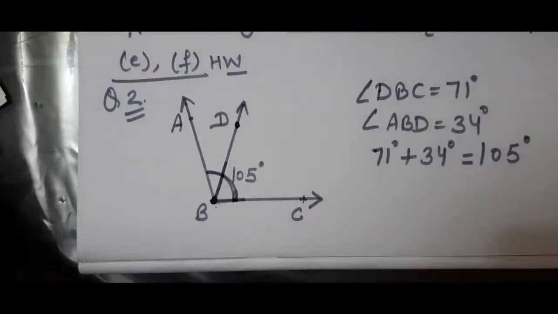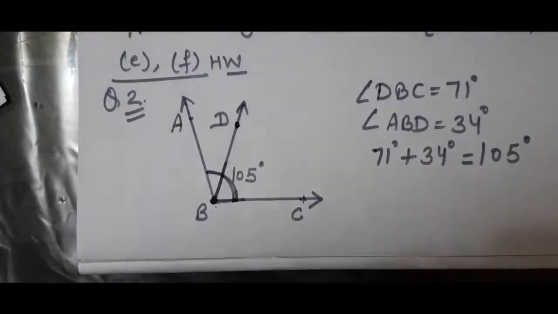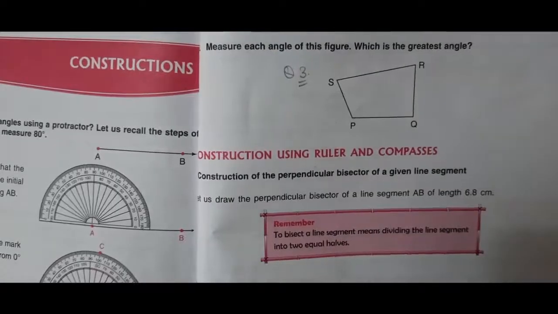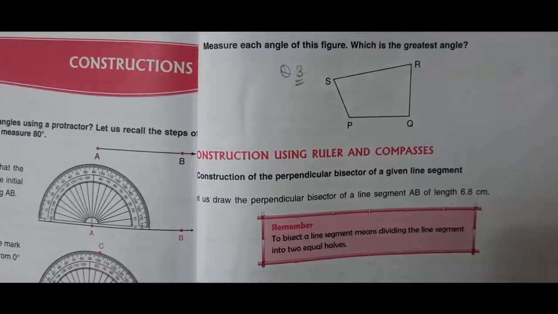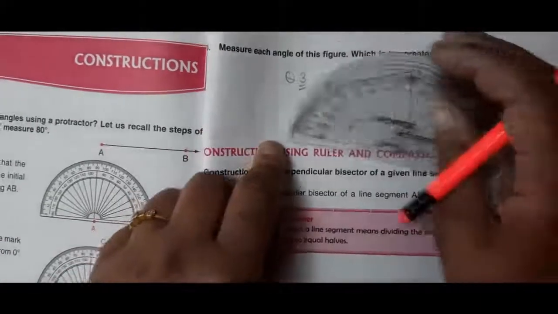Next is question number 3. Question number 3 is: measure each angle of this figure. Which is the greatest angle? So you will first measure all the angles. There are 4 angles.